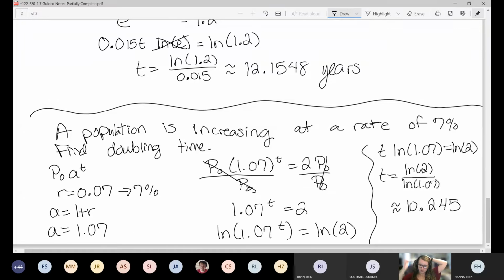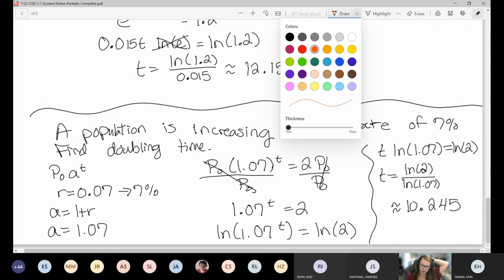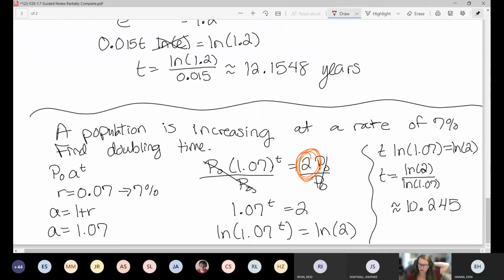Exactly, JD. Half-life would be the exact same thing. The only thing that would change is that we'd have a 1/2 here instead of 2. Exactly.